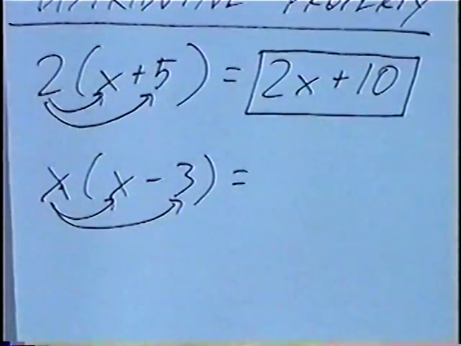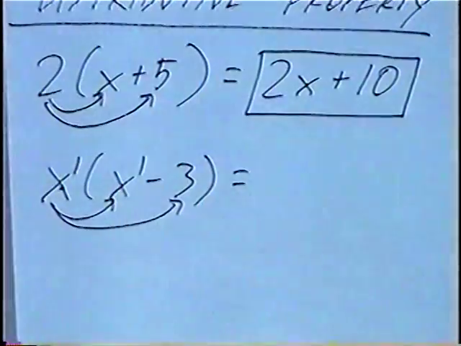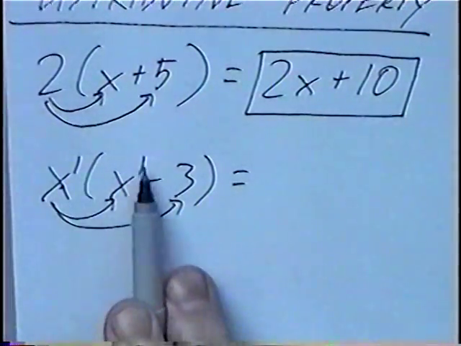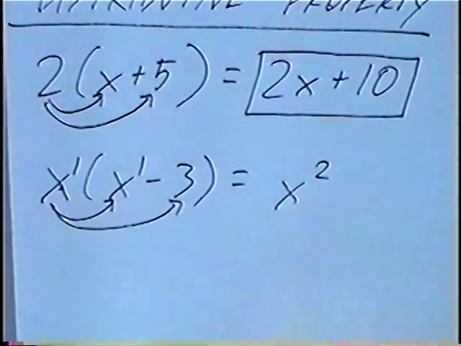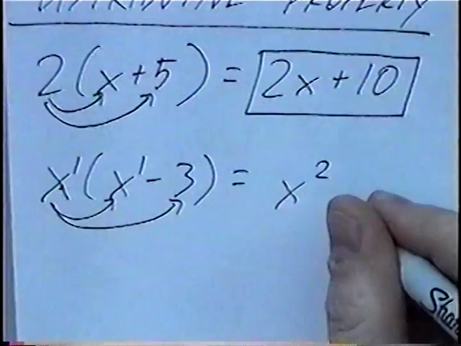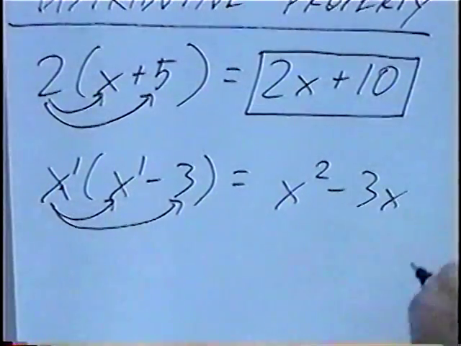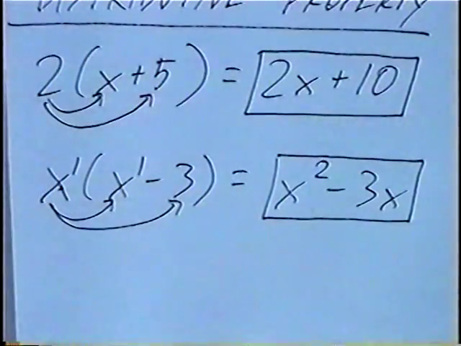x times x. If you remember from previous sections, we can put exponents on these. And when you multiply, we'll be adding the exponents. So x times x would be x squared. And x times a negative 3 would be minus 3x. So our final answer, x squared minus 3x.